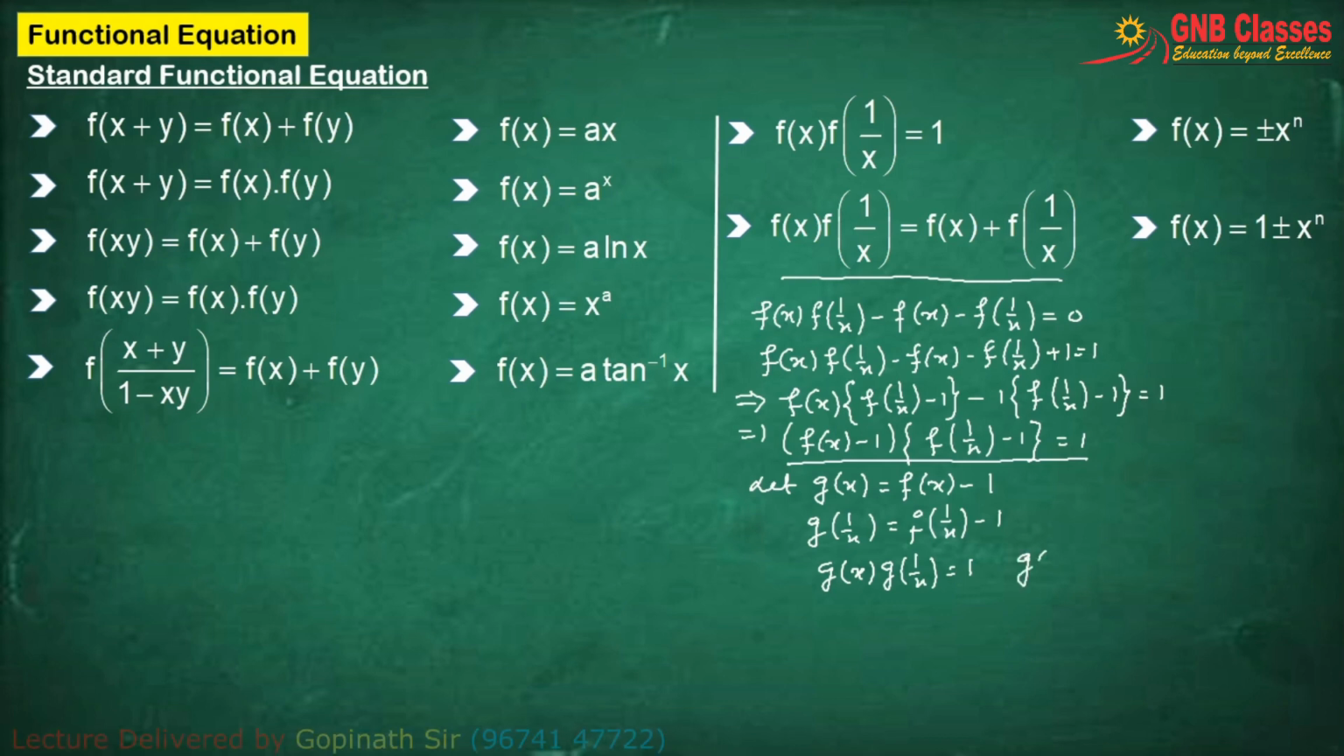So from here we can say that g(x) is nothing but ± x to the power n. g(x) is nothing but f(x) - 1, which is equal to ± x to the power n. So f(x) is nothing but 1 ± x to the power n. Is it clear? That's exactly what I have written over here.